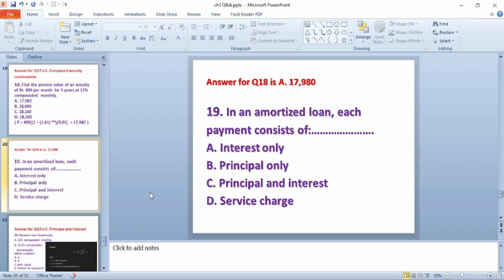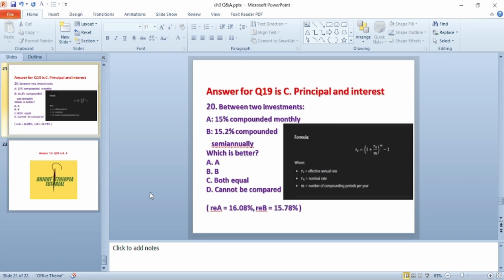Question number 19. In an amortized loan, each payment consists of dash: A. Interest only. B. Principal only. C. Principal plus interest. D. Service charge. The answer is C. Principal and interest.